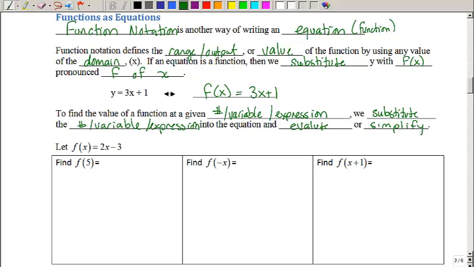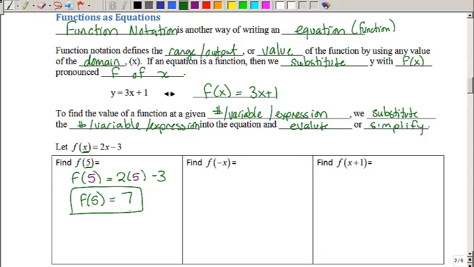Let's look at our first function, f of x equals 2x minus 3. I would like to find f of 5. Notice that my function is defined in terms of x, but I'm taking x out and I'm replacing x with 5. So in my function f of x is equal to 2x minus 3, I would like to erase the x and replace all x's with 5. Because 5 is a number I can evaluate, 2 times 5 is 10, minus 3 is 7. So f of 5 is equal to 7.